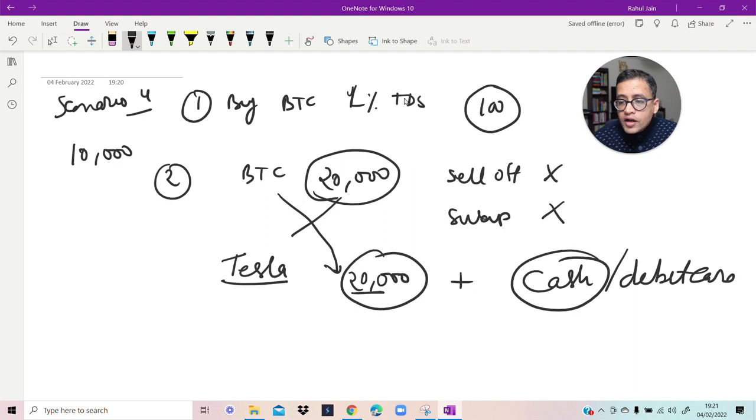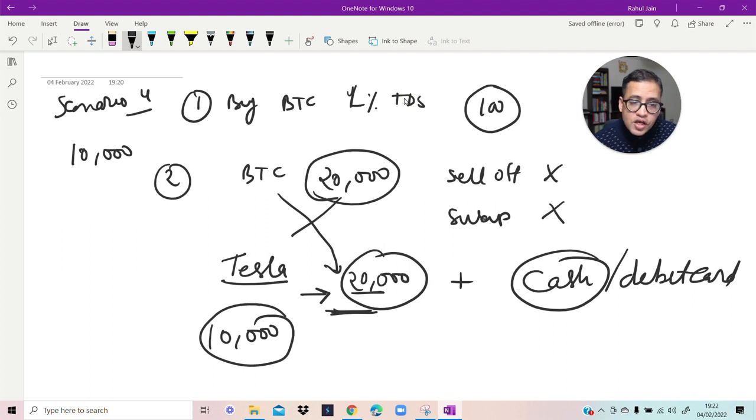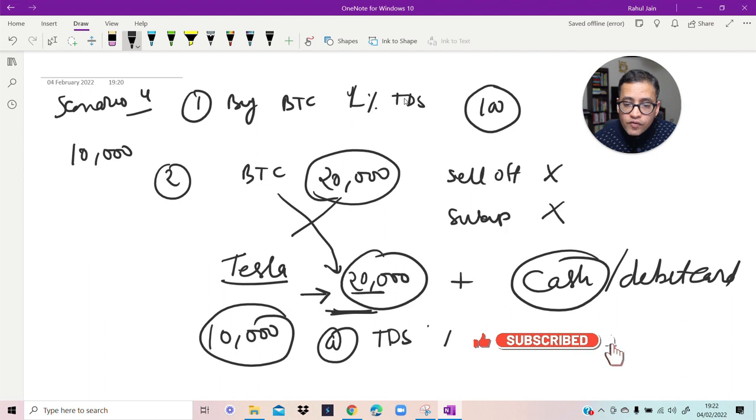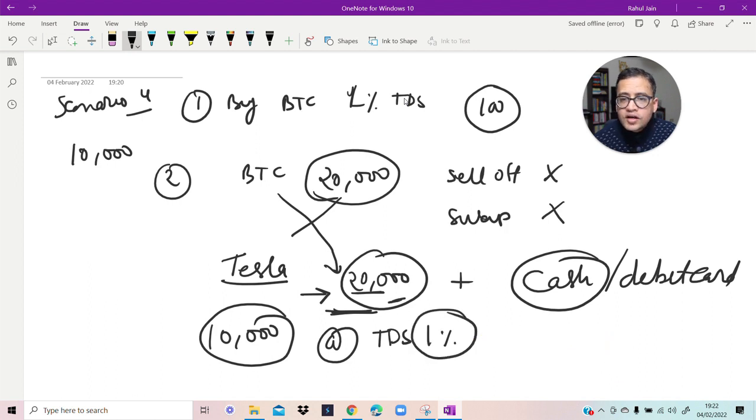Now, again, as per the US laws, India has not yet given a clarification of how this will be dealt with. Hopefully the details will emerge, but right now in the US, the 20,000 that has been used against this purchase is considered a crypto gain, and therefore the profit for this person has been 10,000 rupees. So they will have to pay TDS of 1%, because they have done an exchange of 20,000 digital value here, so they will have to pay 200 rupees as TDS.